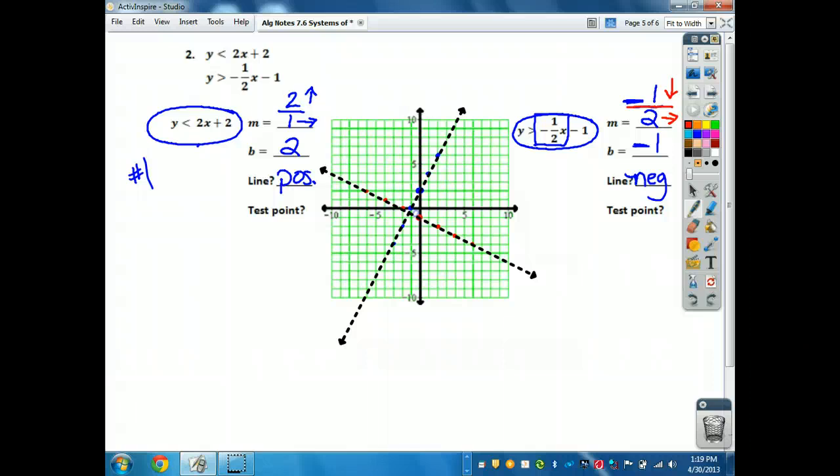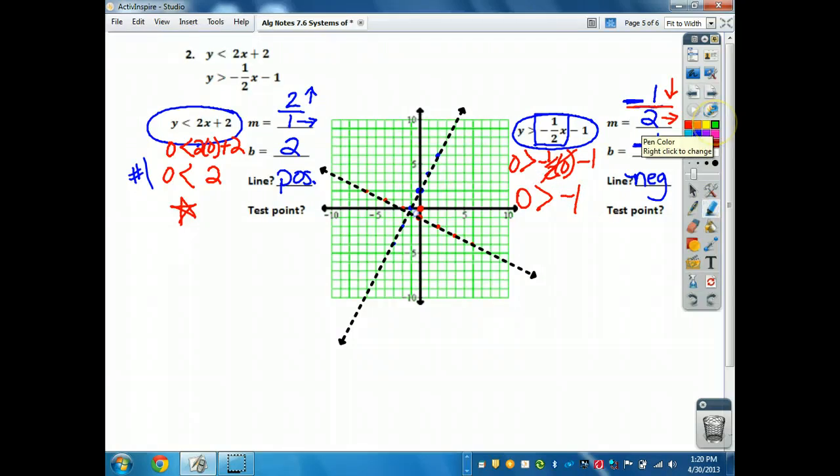0, -2. So do we get lucky right away? 0, 0? Yes. Does that work? Yeah. Is 0 less than 2 times 0 plus 2? Yeah. 0 is less than 2 times 0, which is 0, plus 2 is 2. That works. How about over here? Is 0 greater than -1/2 times 0 minus 1? Yes. Is 0 greater than -1? Yes, it is. So it worked in both. We lucked out with the 0, 0.